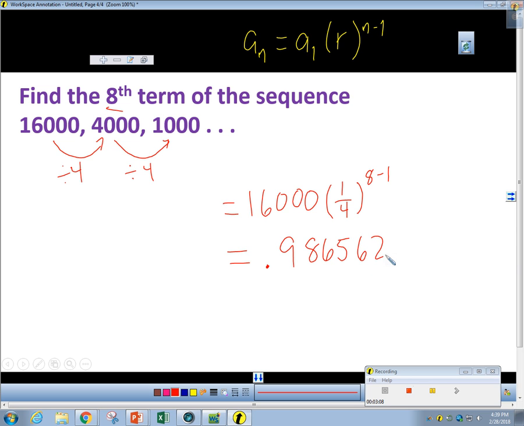0.9865. And since all those digits fit on the calculator, you might as well just write them all down. So that's going to be your answer for this geometric sequence. That will be the 8th term. So that's how you do a geometric sequence when you divide.